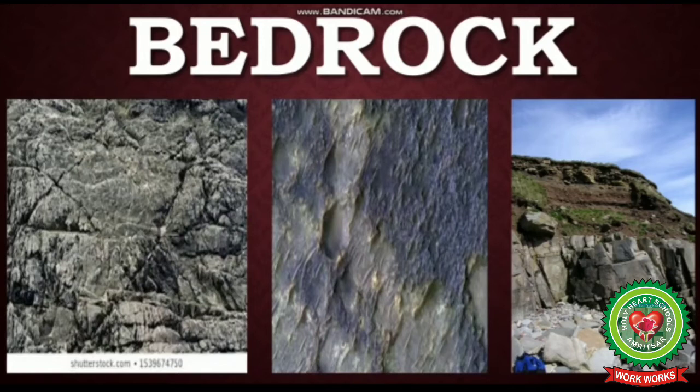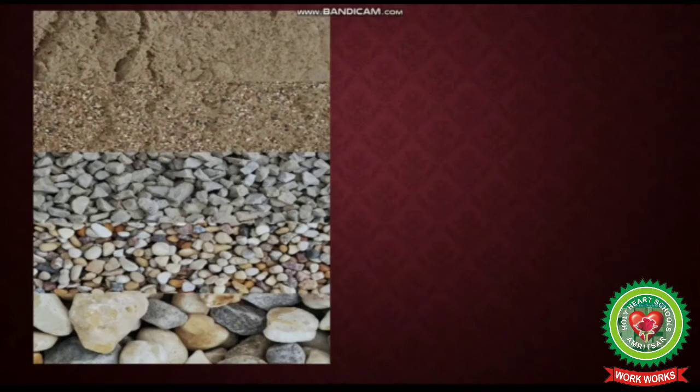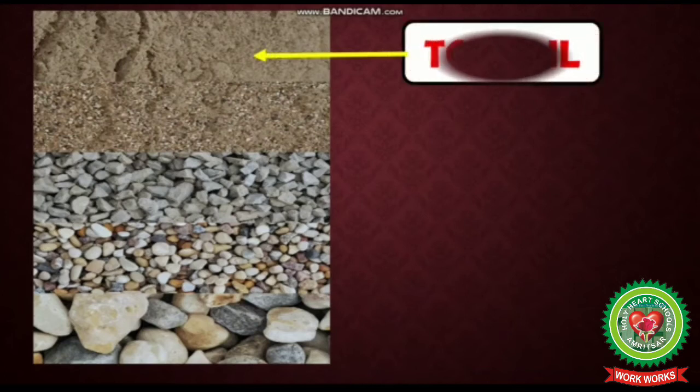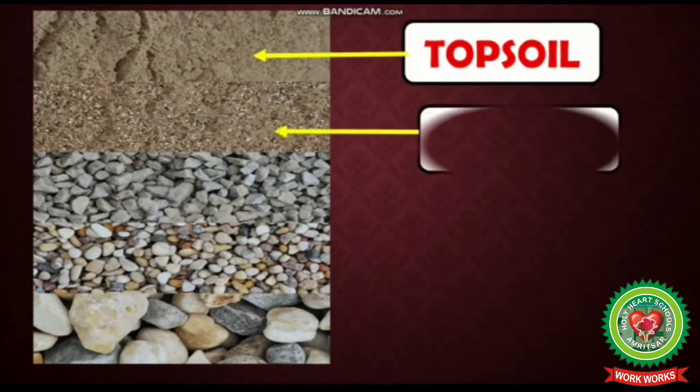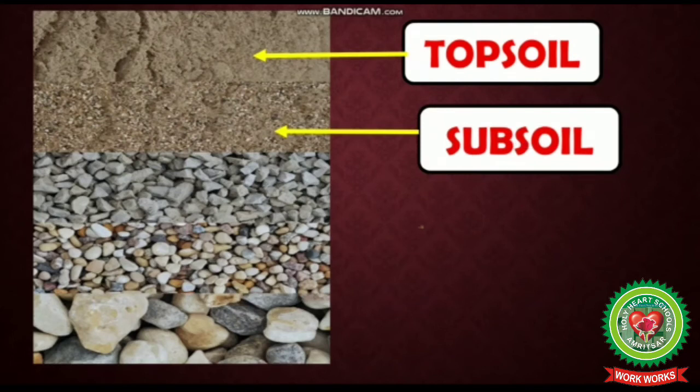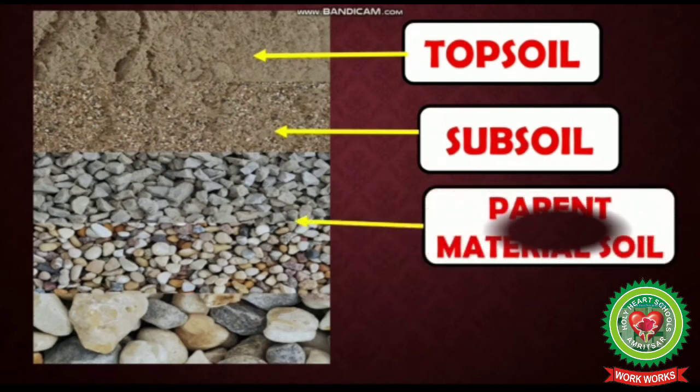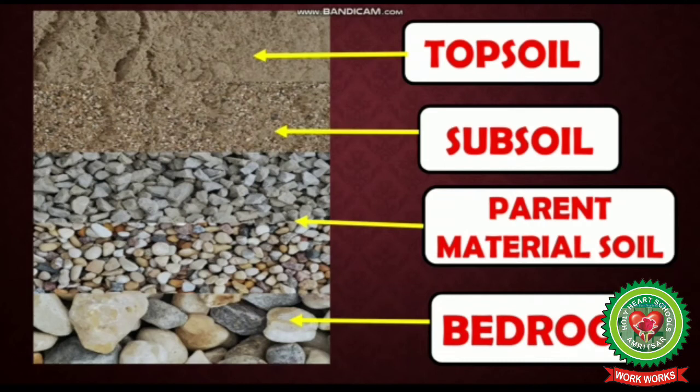Now students, I hope you all have understood about the 4 layers of soil. These are: number 1 topsoil, number 2 subsoil, number 3 weathered parent material, number 4 bedrock. Students, topsoil is an important layer of soil. Now through an activity, let us find out what topsoil is made up of.